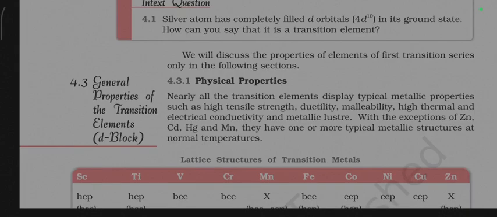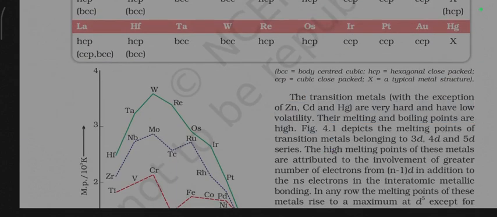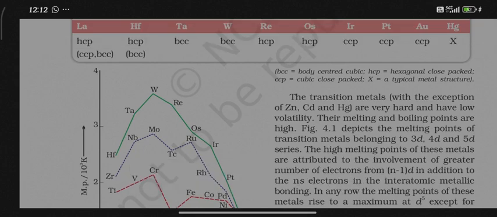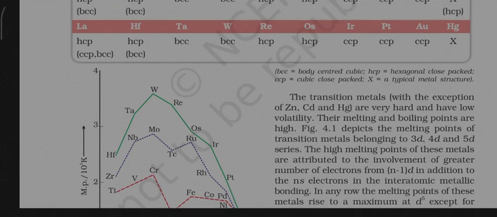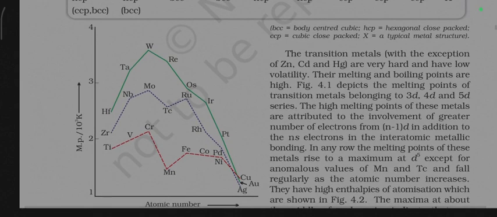Physical properties. General properties of the transition elements, d block. Nearly all the transition elements display typically metallic properties such as high tensile strength, ductility, malleability, high thermal and electrical conductivity, and metallic luster. With the exceptions of zinc, Cd, Hg and Mn, they have one or more typical metallic structures at normal temperatures. The transition metals, with the exception of zinc, Cd and Hg, are very hard and have low volatility. Their melting and boiling points are high.